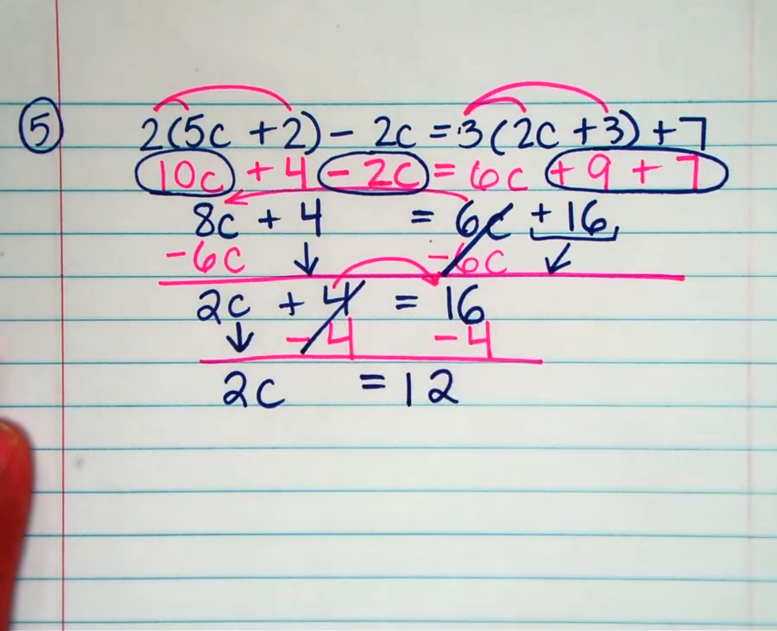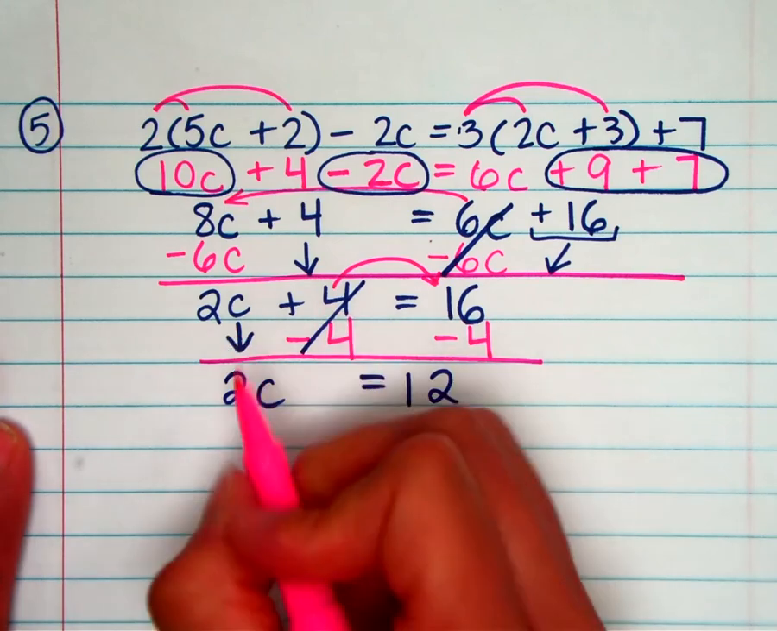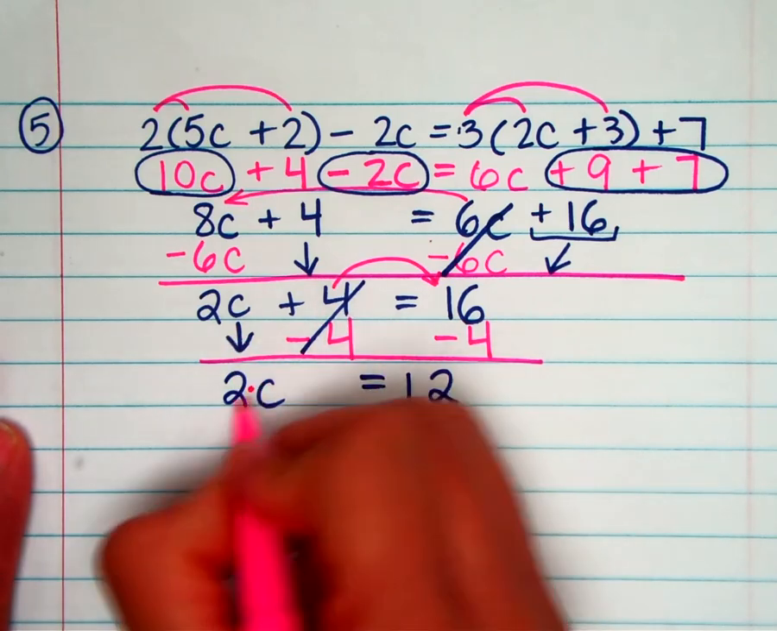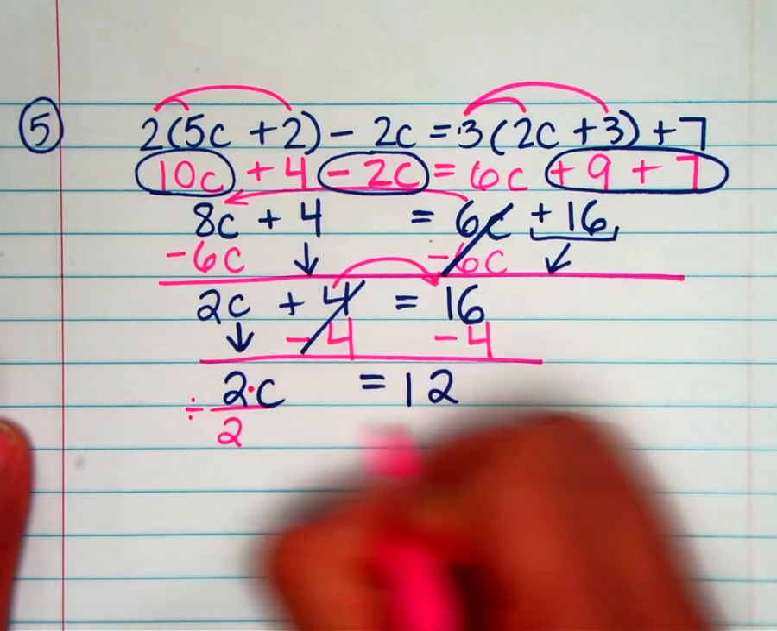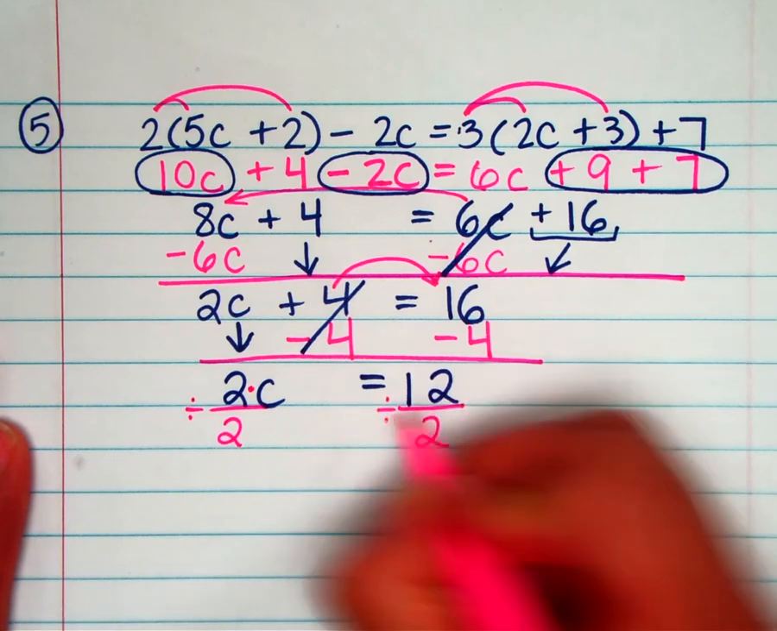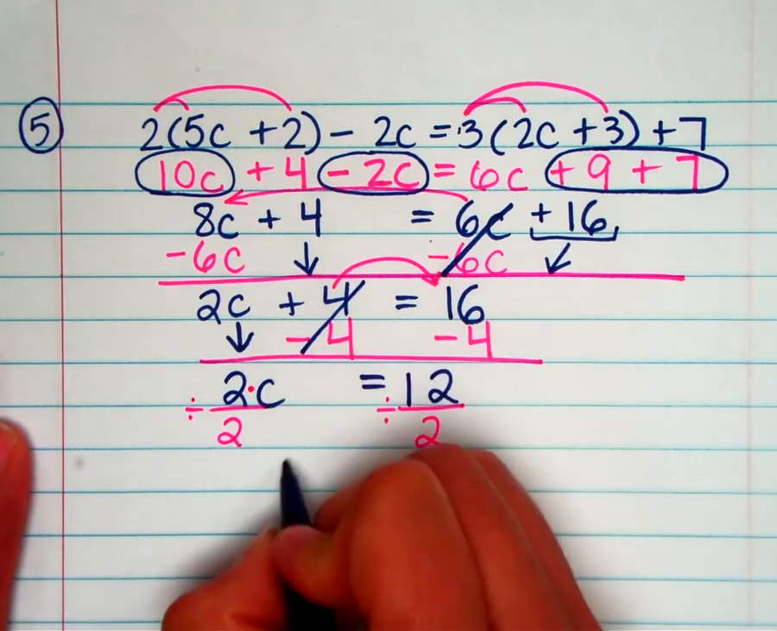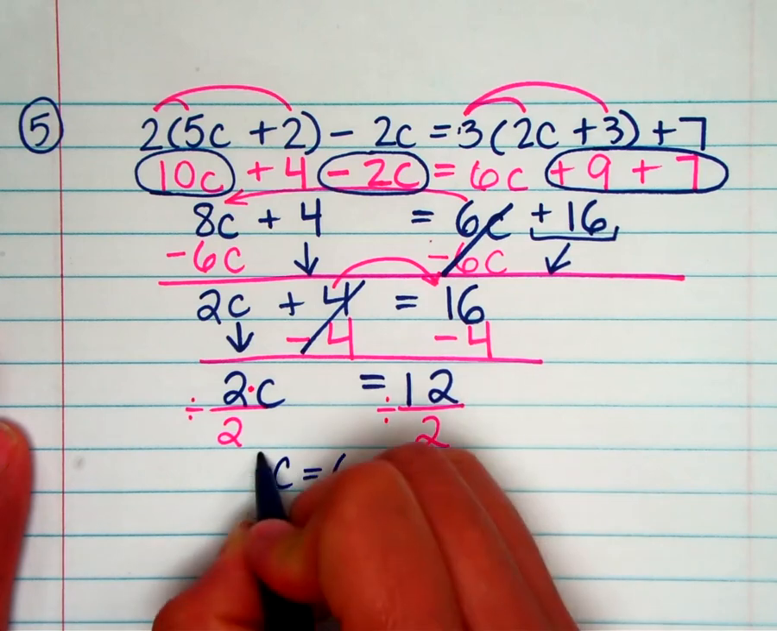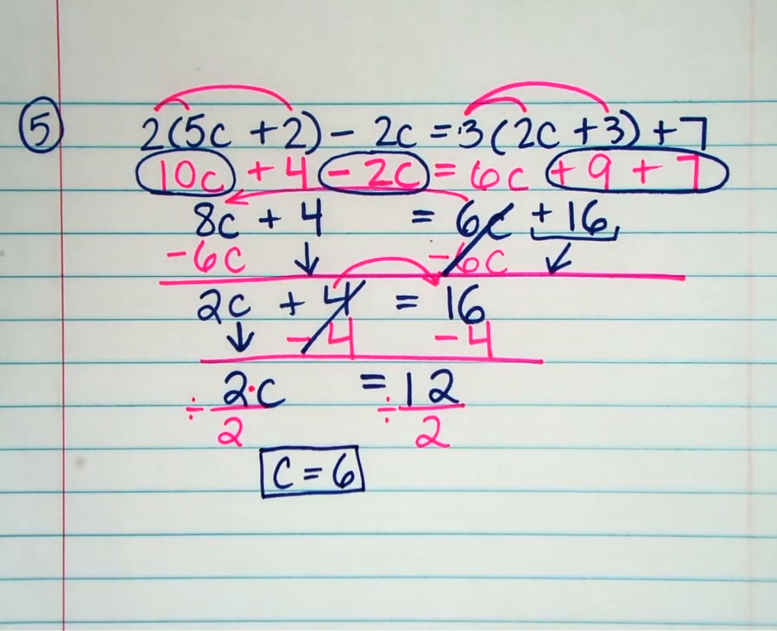Now my last step is to undo multiplication with 2 and c. So I'm going to divide by 2 on both sides. So c will equal 6. And hopefully that was a little bit more clear and helpful for you to complete the rest of your problems.